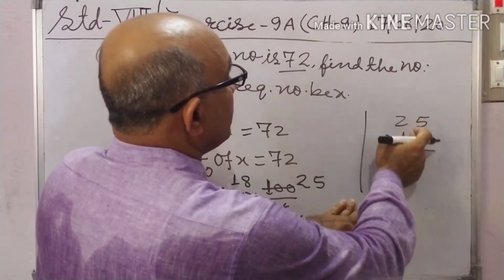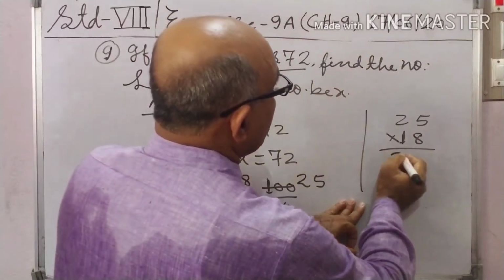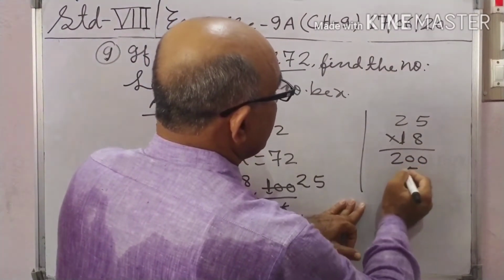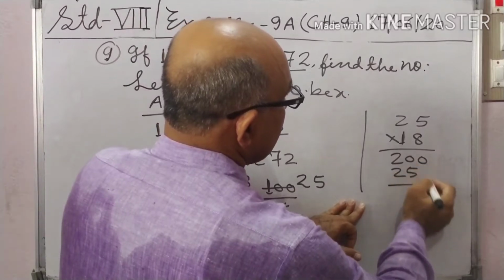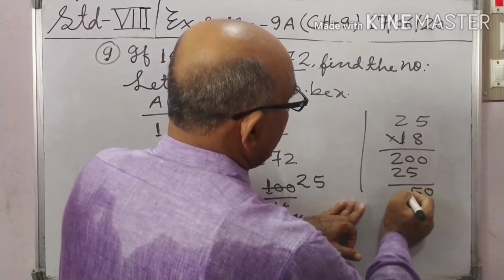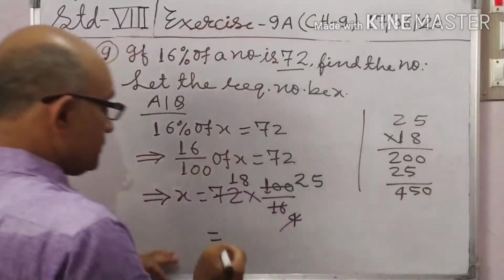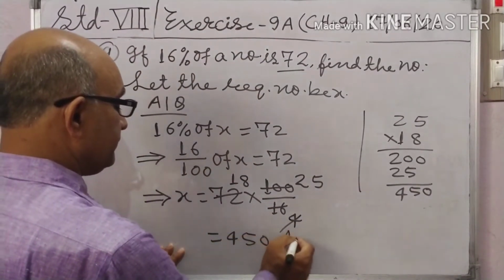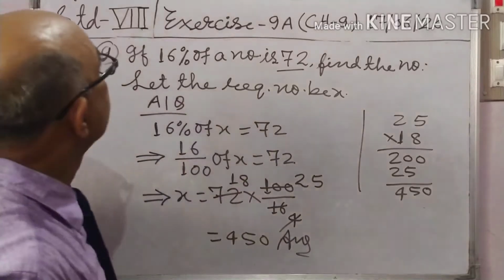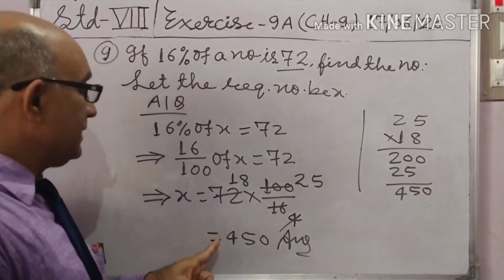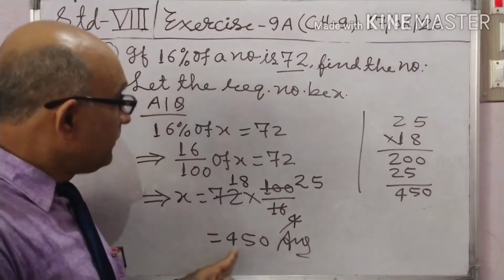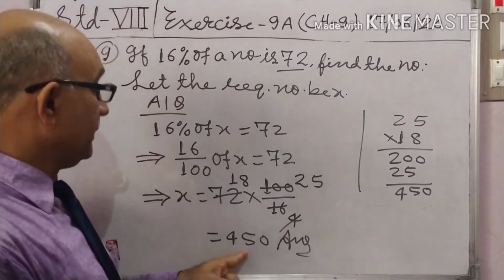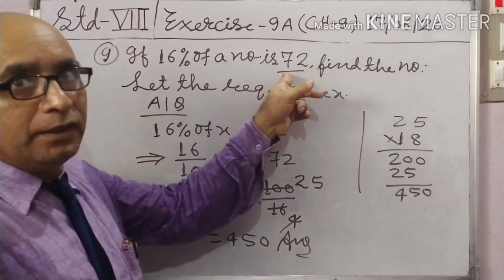Now 25 8 ja 200. 25 1 ja 25. Now 0, 5 and 2 plus 2, 4. So the answer is 450. Here the required number is x, then the value of x is 450. So 16% of 450 is equal to 72.